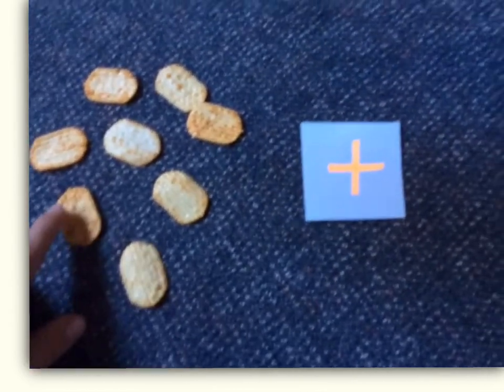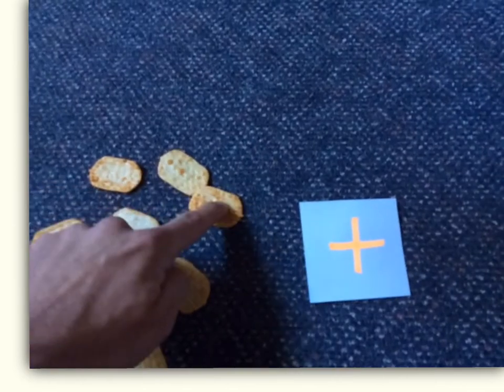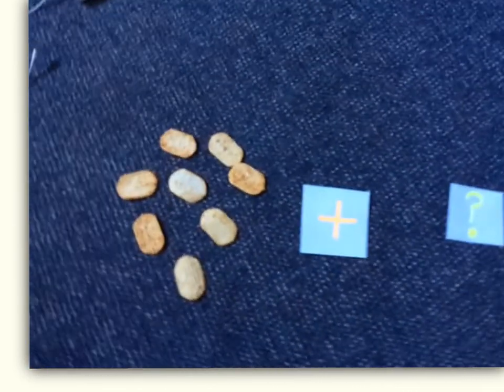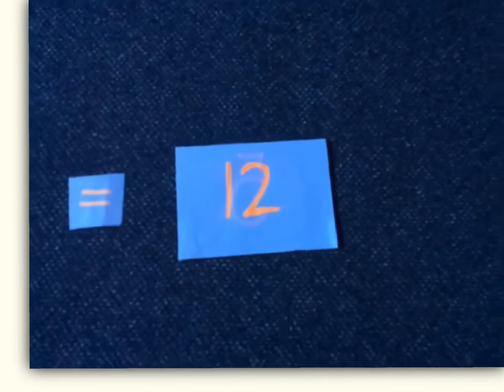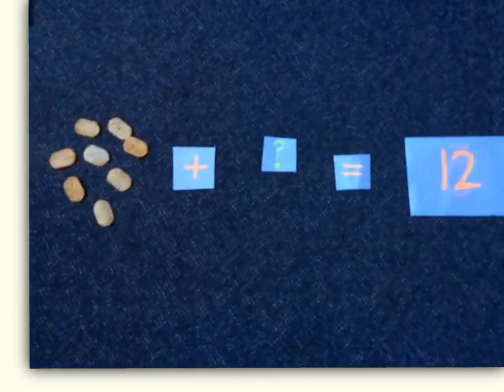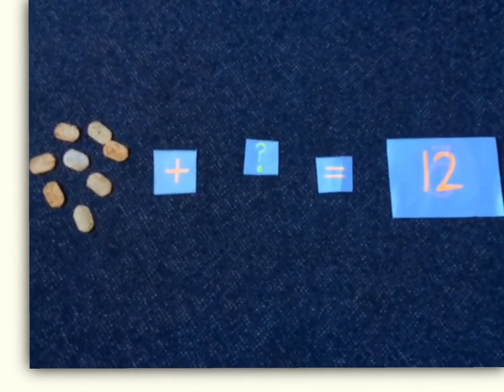1, 2, 3, 4, 5, 6, 7, 8. So he's got 8 there, plus we don't know how many are left, equals 12. He has to have 12 of these biscuits. He loves them. Mr. Graham loves these biscuits. Can you help Mr. Graham work out how many more biscuits he needs?